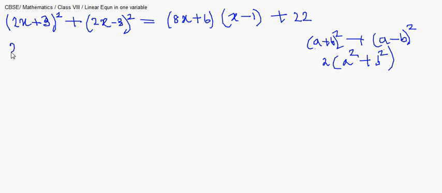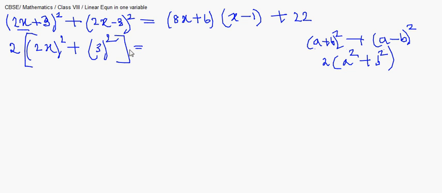So it is 2, a was 2x, so it is 2x square plus b was 3, it is b square, and this I'll put it in a bracket. And on the right, we will have to remove this bracket by multiplying, thereby getting it as 8x into x minus 1. So it is 8x square minus 8x plus 6x minus 6 and plus 22.